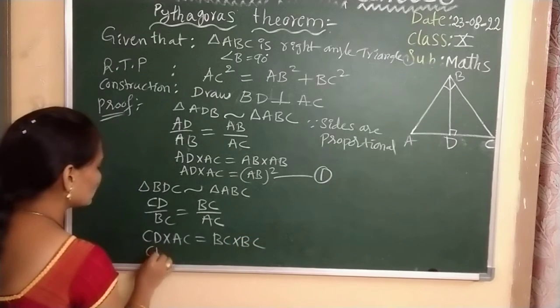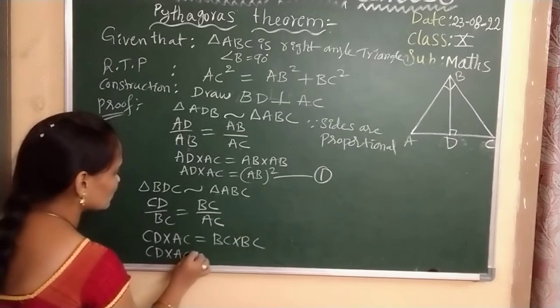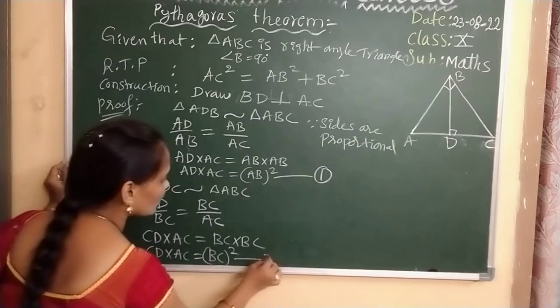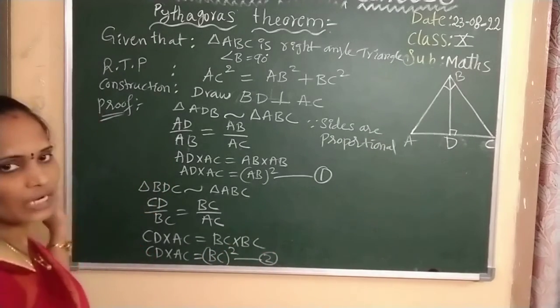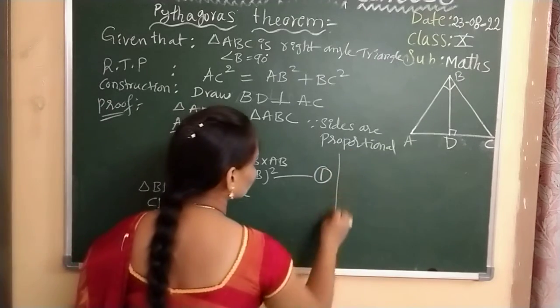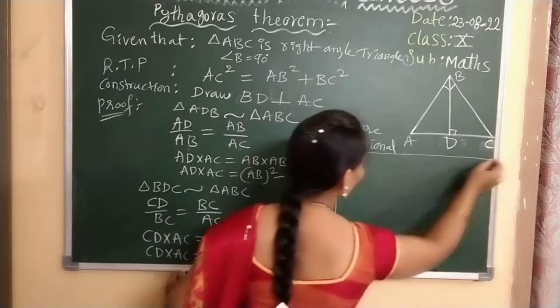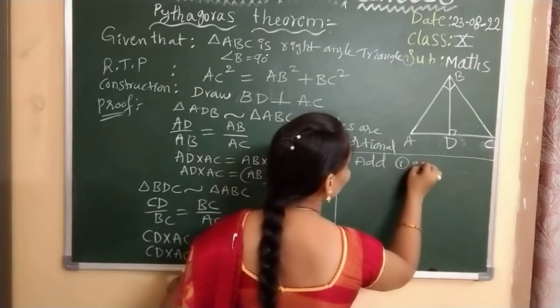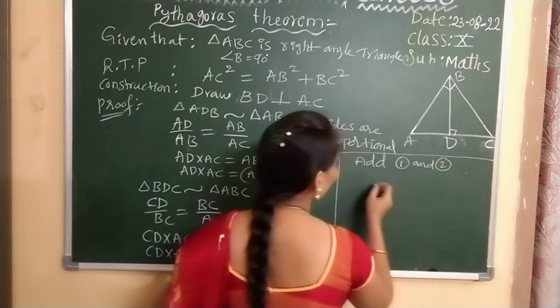Next, what will you get? CD into AC is equal to BC square. Let us take this as equation 2. Now add equations 1 and 2.